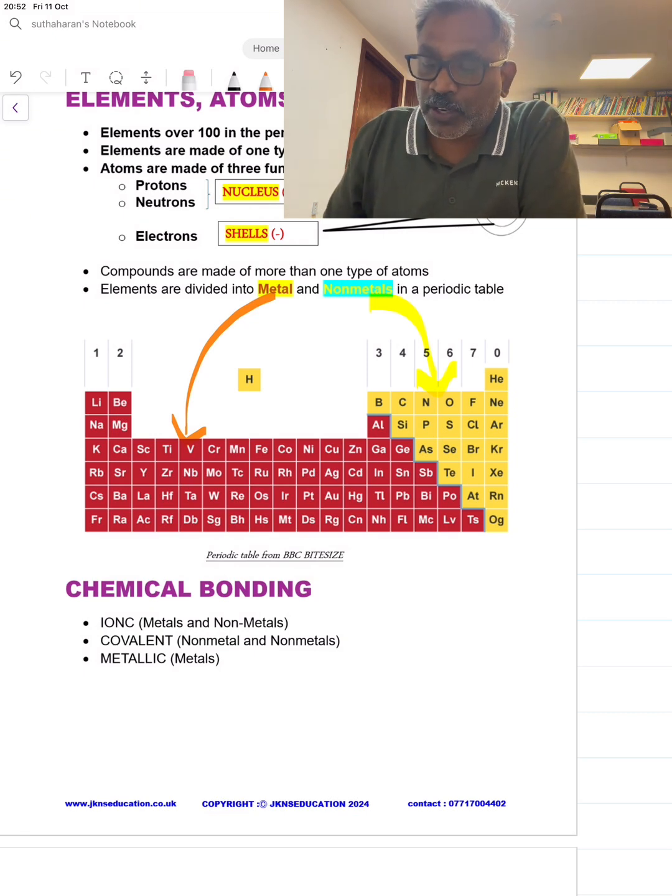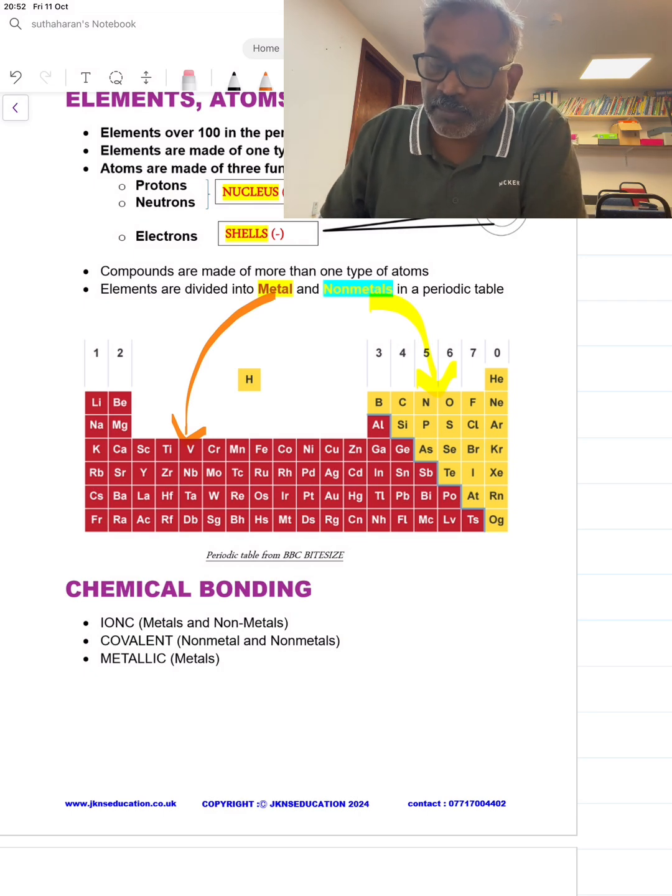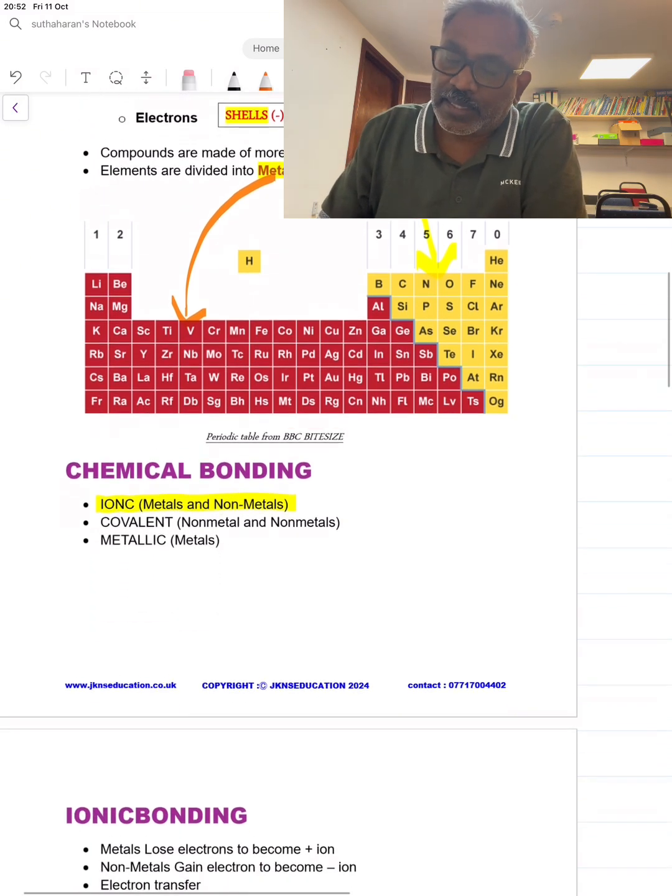The compounds are made of more than one type of atom, and between atoms you can make bonding. Metals and non-metals make ionic bonding. This is the one I'm going to go over today. In the next video, covalent and metallic.